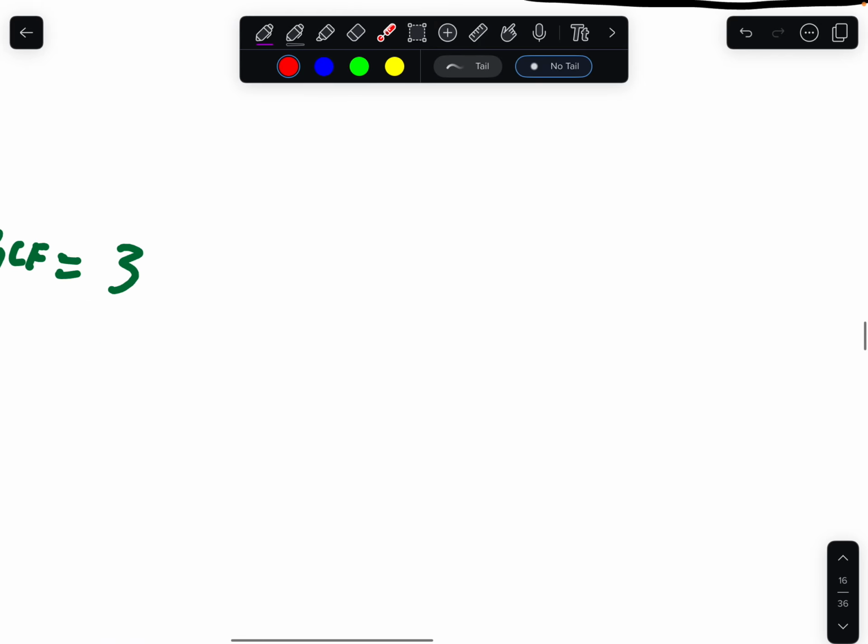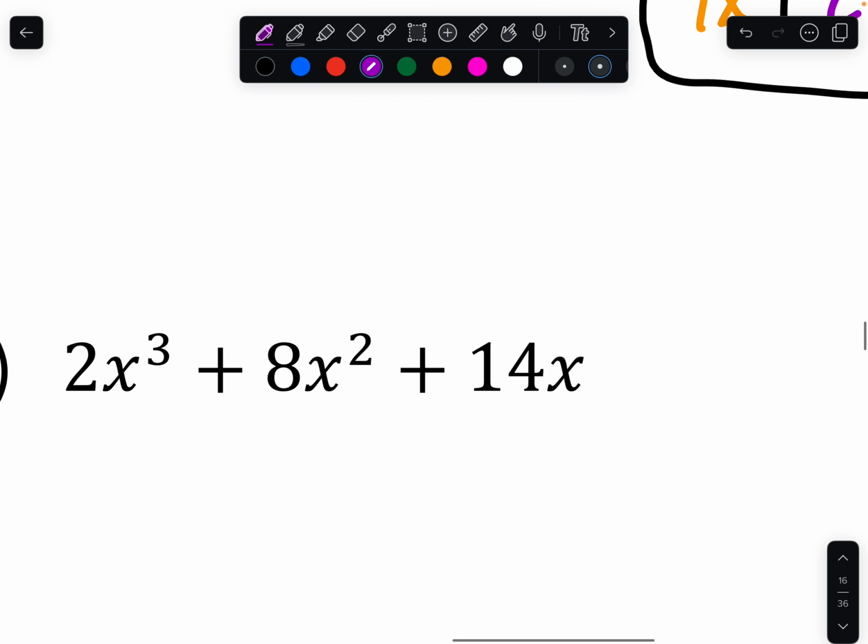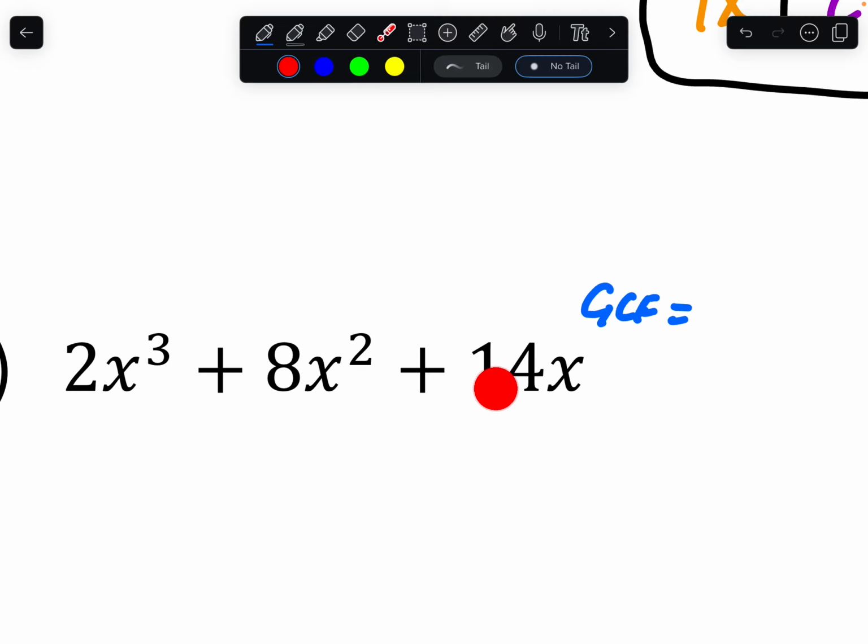All right, last one of these. So I got 3 terms again. So I just want to make sure I look across everything. So the GCF here, what do they all have? So 2, 8, 14. Those are all multiples of 2. So I can take 2 out of all those. And then 3 x's, 2 x's, 1 x. Okay, so they all have at least 1 x. So I take an x out.